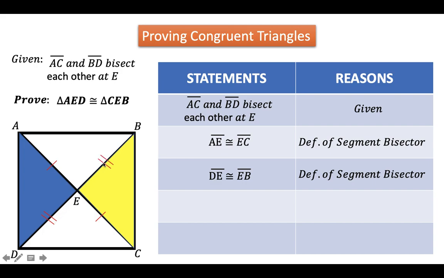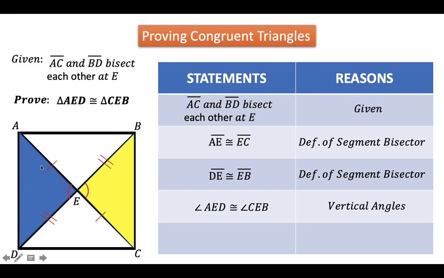Now, looking at our figure, notice that AC and BD, those diagonals, intersect each other and create vertical angles. So we can say that angle AED, so we are referring to this angle, is congruent to angle CEB. So what is our reason? Because they are vertical angles. We just learned that vertical angles are congruent.